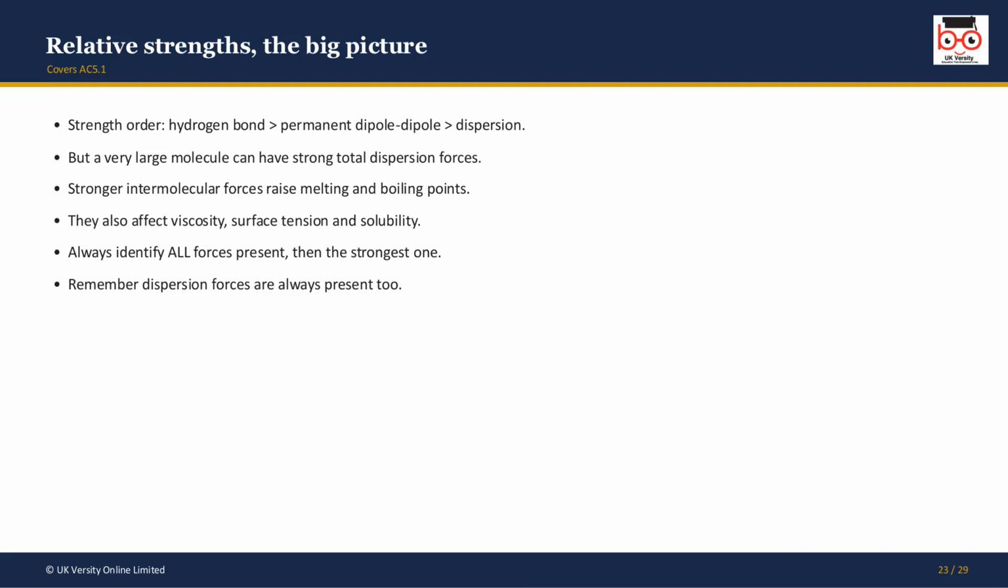Let's step back and see the big picture on strength. The order runs: hydrogen bond, stronger than permanent dipole-dipole, stronger than dispersion. But do bear in mind that a very large molecule can build up strong total dispersion forces. Stronger intermolecular forces raise melting and boiling points, and they also affect viscosity, surface tension, and solubility. The habit to develop is to identify all the forces present, then pick out the strongest, remembering that dispersion forces are always there in the background.